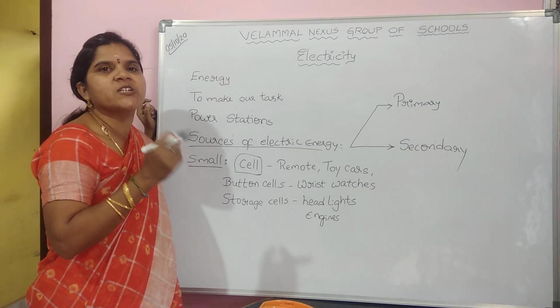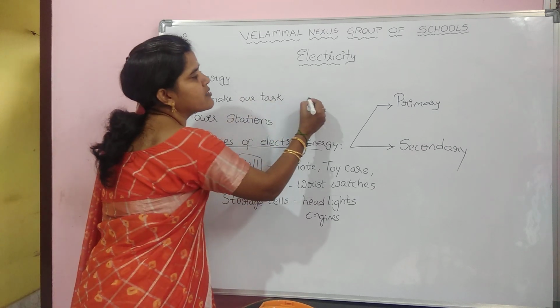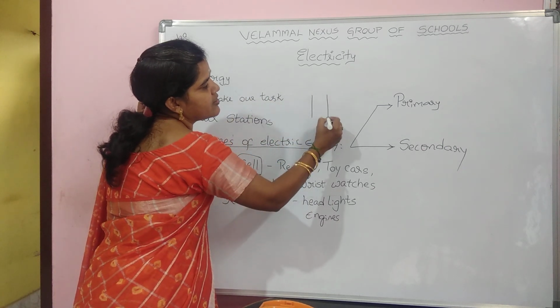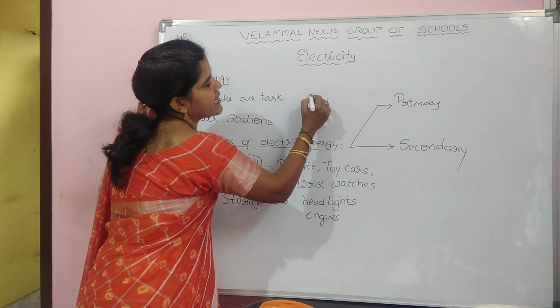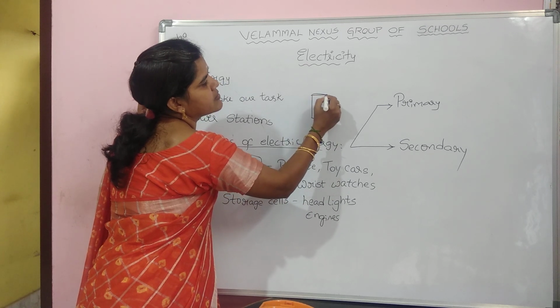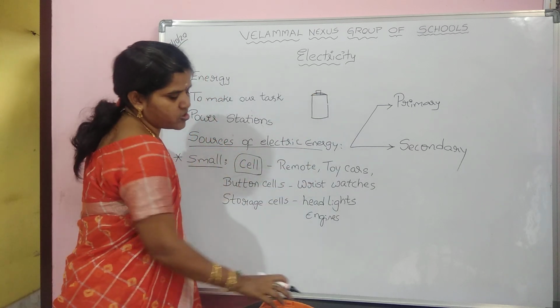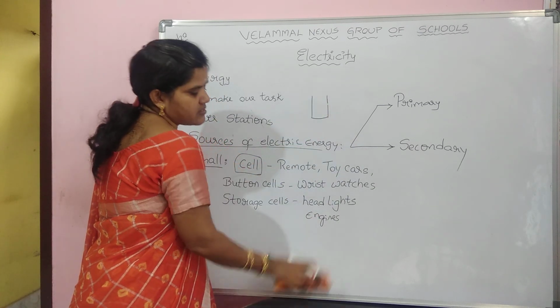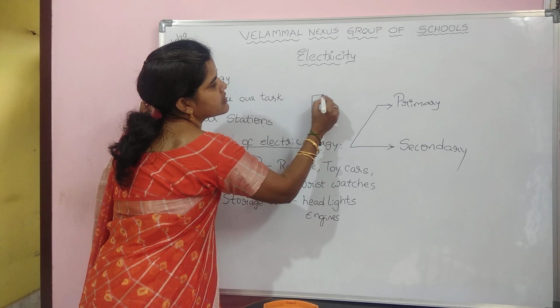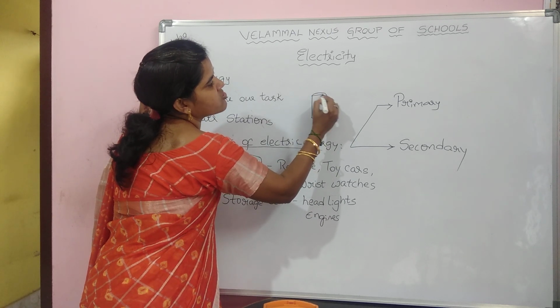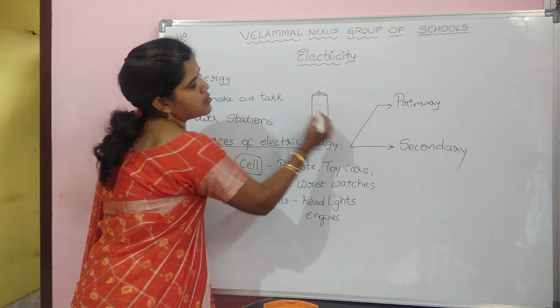If you open the torchlight, you will be seeing the cell. So how will be the cell? Cell will be like this, cylindrical in shape, made with metallic. And here you will be seeing a cap-like structure. So what is this? Cell has two metallic things. One is this cap-like structure and this is metallic base.